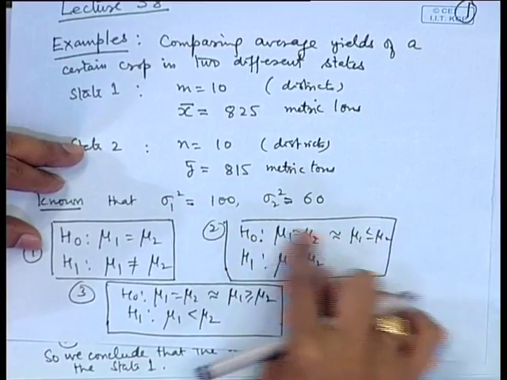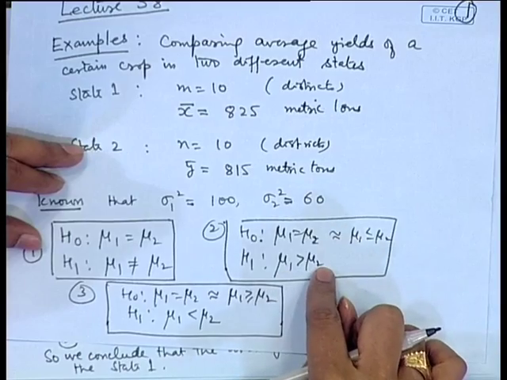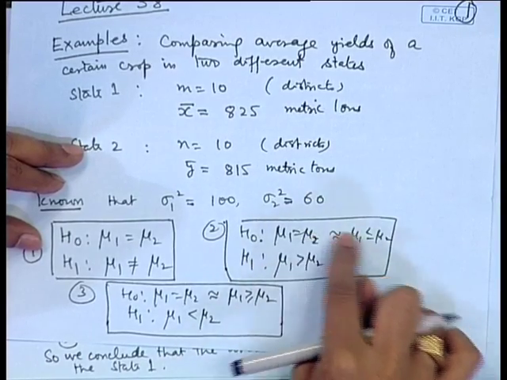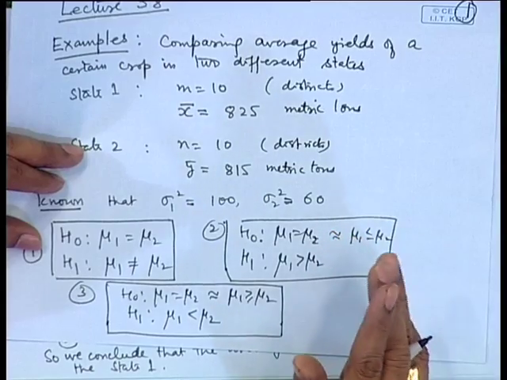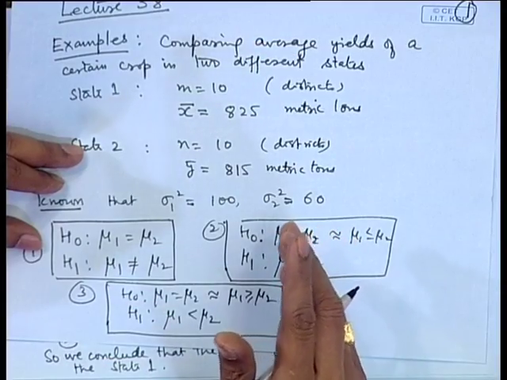And therefore, we consider the second hypothesis testing problem, that is mu 1 less than or equal to mu 2 against mu 1 greater than mu 2, and here the decision is in the favor of H 1. That means, we are rejecting H naught, and this is a strong conclusion, and therefore, we can say that it is significantly true. That means, the average yield in the state 1 is significantly higher than the state 2.